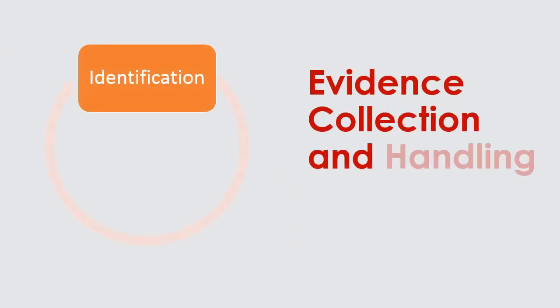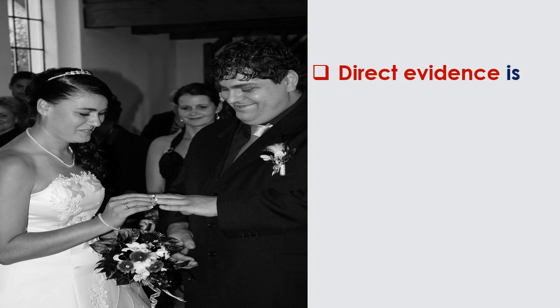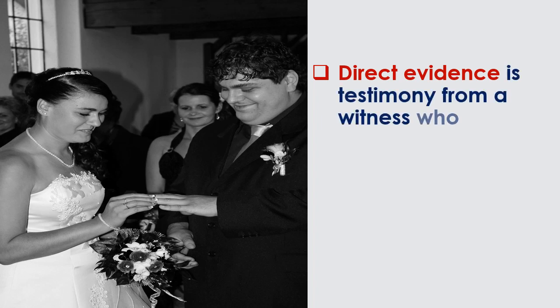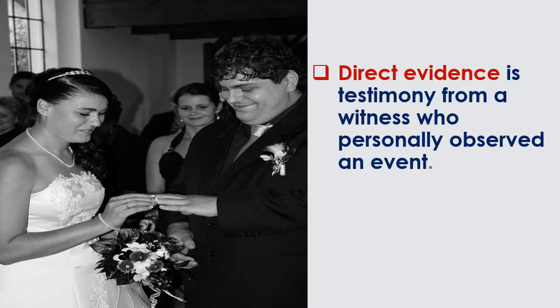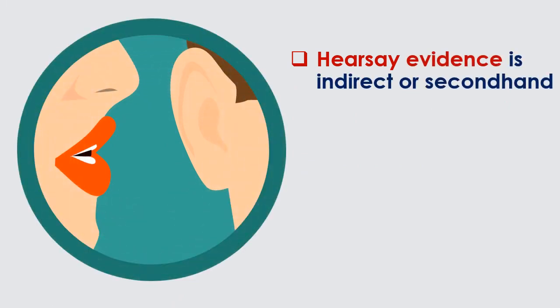Evidence collection and handling. Direct evidence is testimony from a witness who personally observed an event. A witness saying "I saw that man walk out with my laptop" is direct evidence. Hearsay evidence is indirect or second-hand evidence. It is not useful in court but could be useful in an internal investigation because it could lead to the discovery of new facts and more tangible evidence.